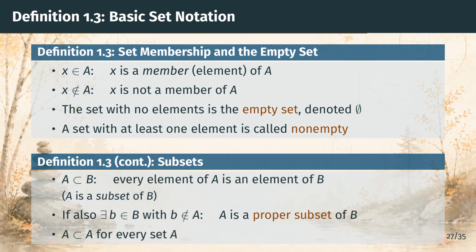Next, if A and B are sets, and if every element of A is an element of B, we say that A is a subset of B, and write A ⊂ B. If in addition there is an element of B which is not in A, then A is said to be a proper subset of B. Note that A is a subset of A for every set A, since trivially every element of A is an element of A. This subset relation leads naturally to the definition of set equality.